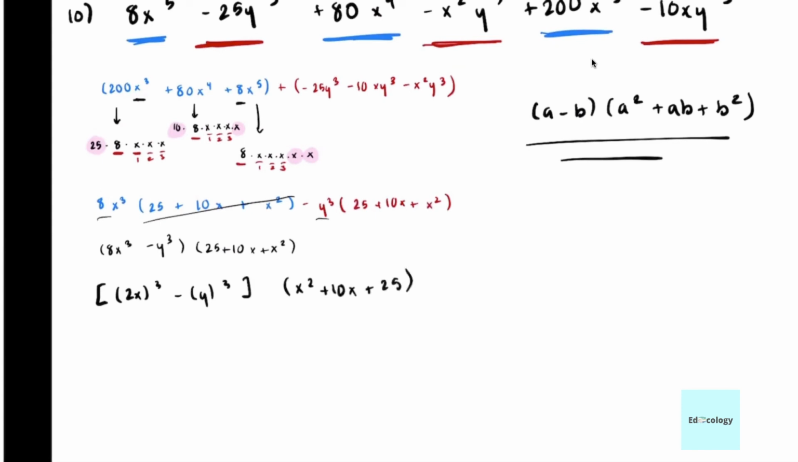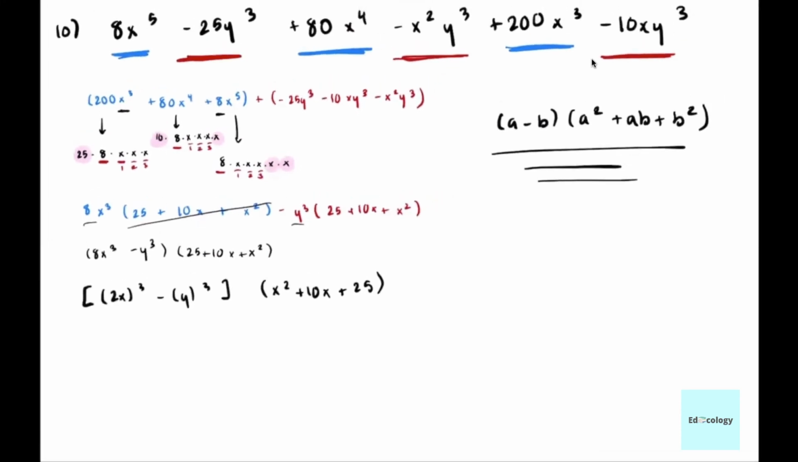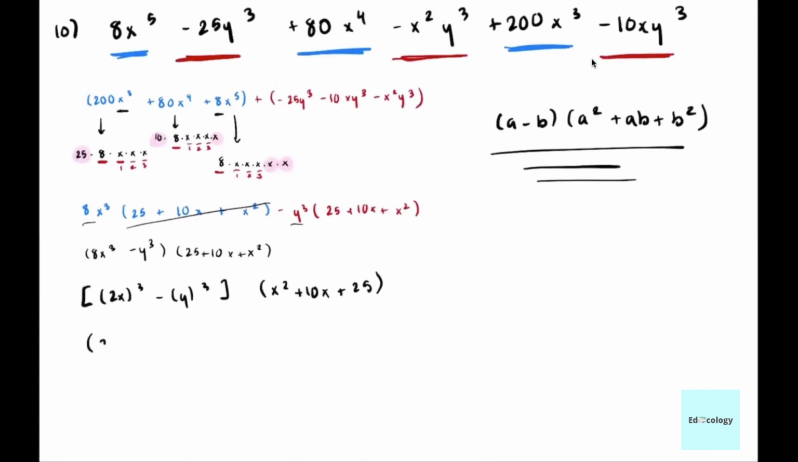Now we can rewrite it into this expanded way. So it will be 2x minus y times 2x squared is 4x squared plus 2xy plus y squared times x squared plus 10x plus 25. Now again, check, are there any perfect square trinomials or anything like that? Yes, we do have a perfect square trinomial.